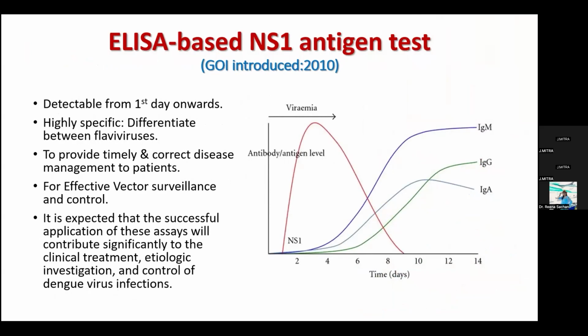Now coming to the NS1 antigen ELISA-based test that has been introduced by the Government of India since 2010. We see that NS1 antigen is rising in the phase of viremia, that is from the start of symptoms to 5 days. The peak is seen, and then slowly it falls down. This is highly specific, and it is the one which differentiates between the different groups of flaviviruses. It helps in providing timely and correct management of the patient, because the patient at this time is quite sick. So it is expected that successful application of these assays will contribute significantly to the clinical treatment, etiological investigation, and control of dengue virus infections.